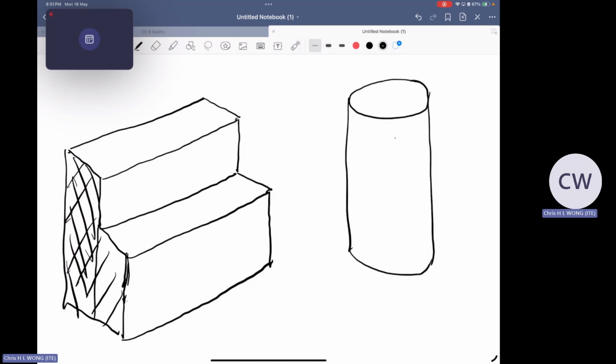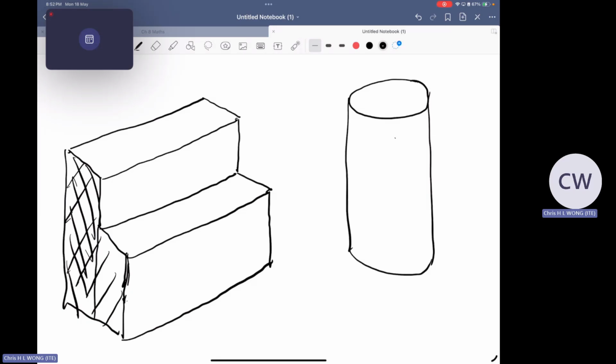What is this? Cylinder. Very good. Which part is the same? Top and bottom, right?